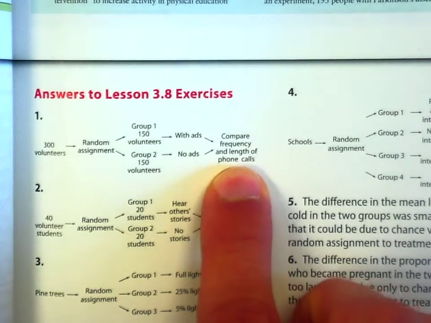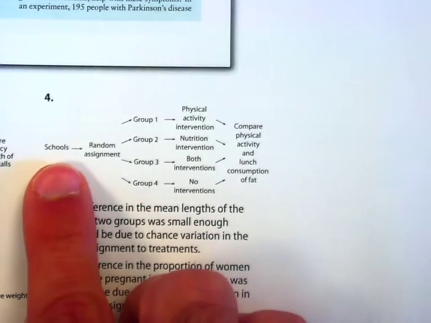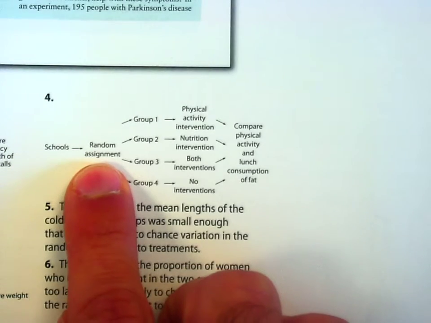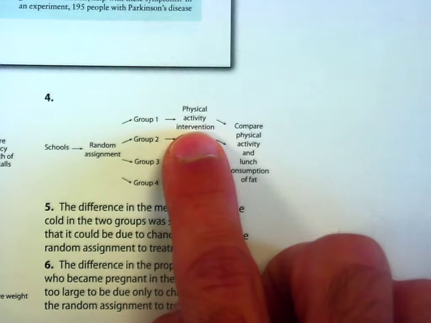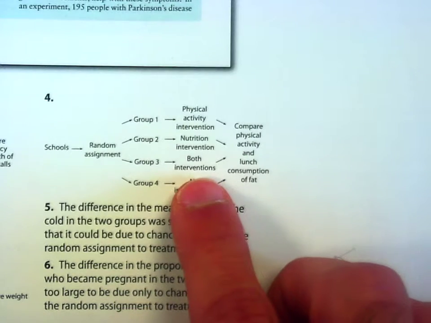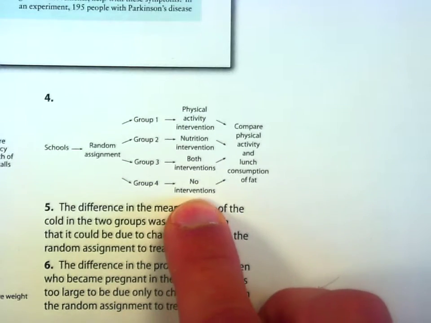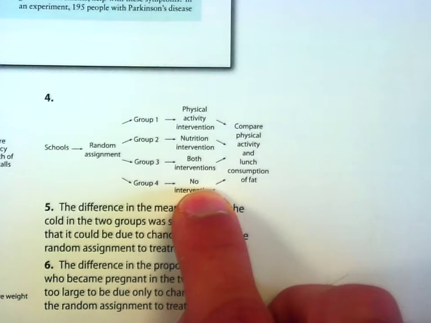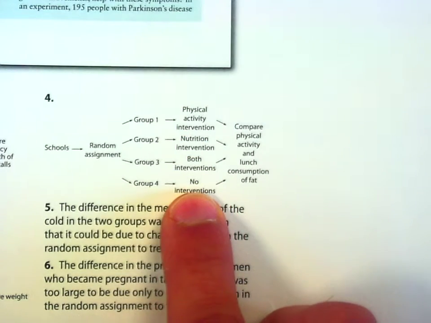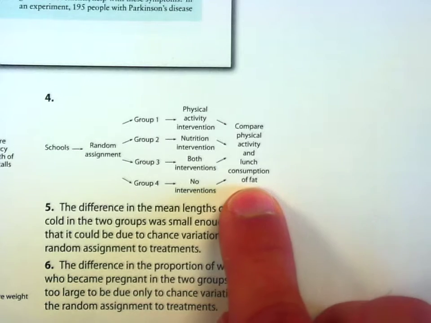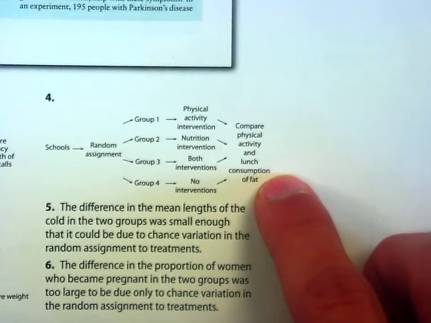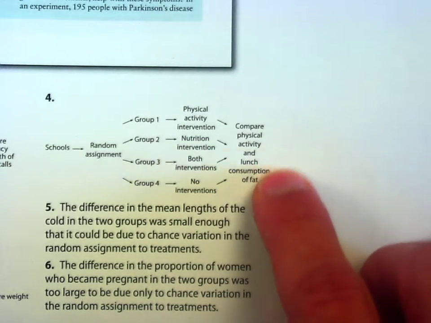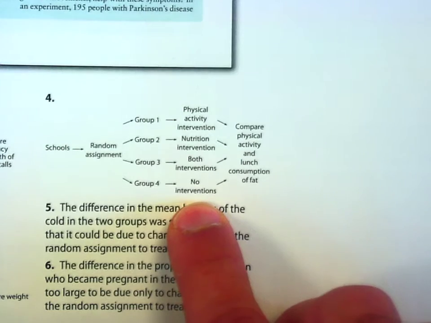So, same thing. The other question I wanted you to look at was question number 4. So, starting with schools, we are randomly assigning to 4 different groups, and you should describe those groups. One has physical activity intervention. One is nutrition intervention. One is both interventions. And then we also have a control group where there is no intervention. So we have multiple groups here, describe them specifically, and then at the end, describe the comparison we are going to make. We are going to compare physical activity and lunch consumption of fat. We're going to make that comparison between these groups.